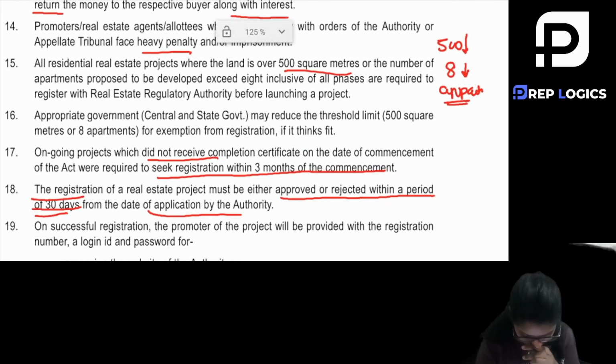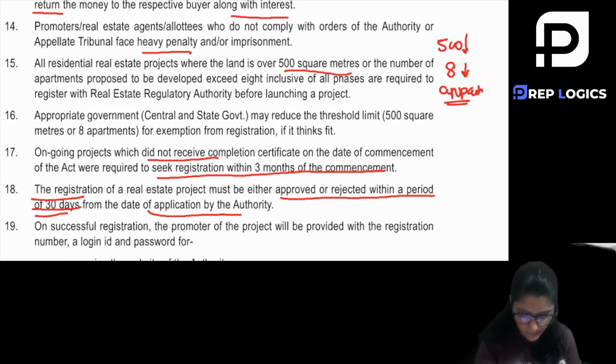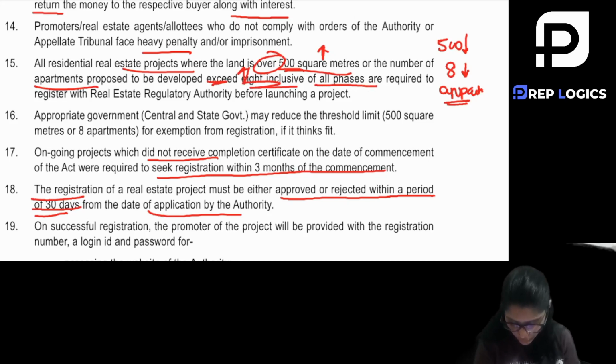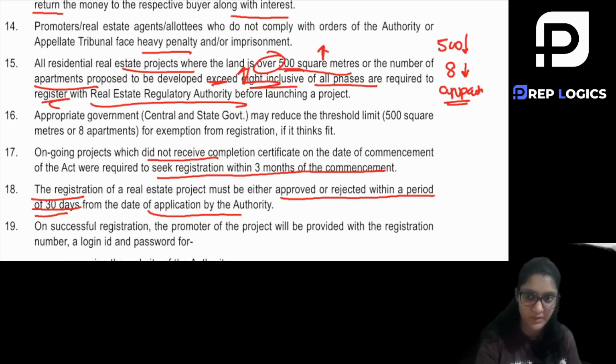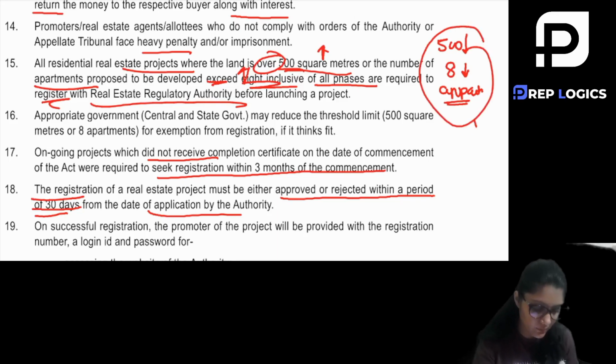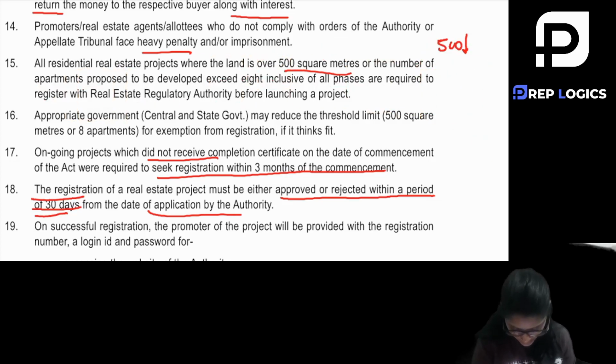If the land is more than 500 square meter, or the apartments exceed 8 including all phases, it needs to be registered with the RERA authority. If lower than that, he does not need to register with the RERA authority.